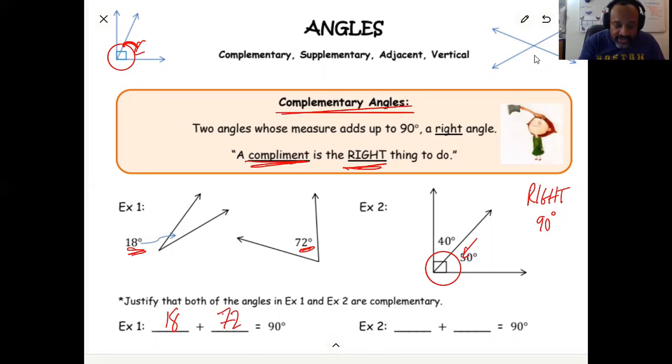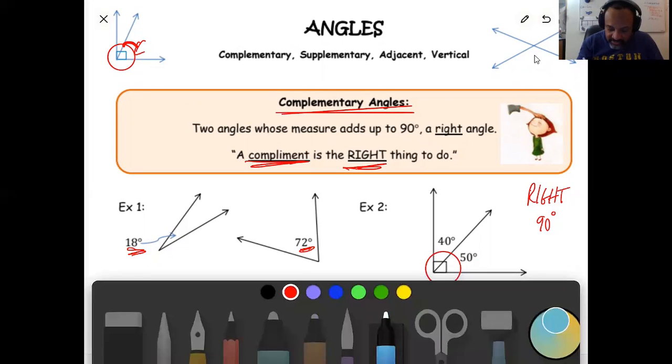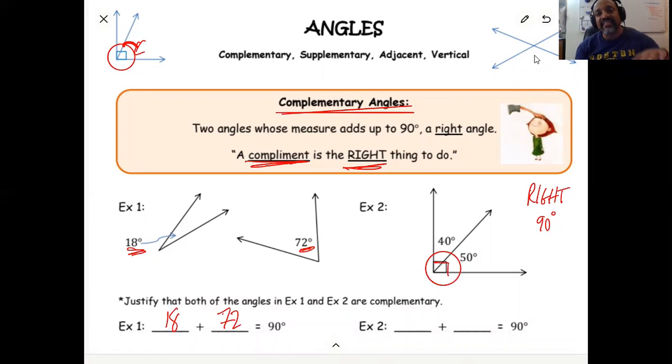So we know that these two angles are complementary. Now, if you look over here at example number 2, 40 plus 50 is 90 degrees, so we know that they're complementary angles. We also know because of this symbol that those two are complementary angles, because that's a right angle. So 40 plus 50 is 90 degrees. Okay, so complementary angles add up to 90 degrees.